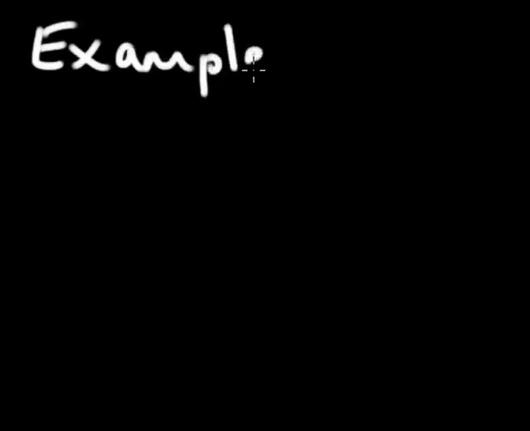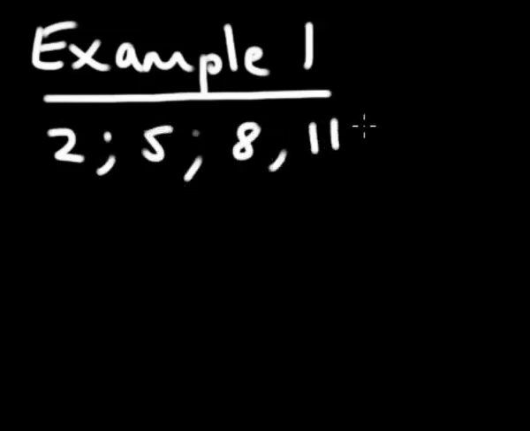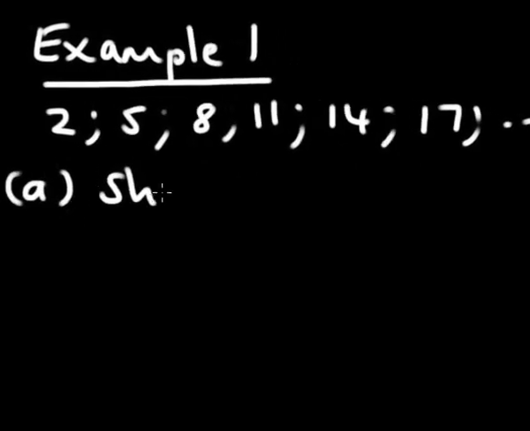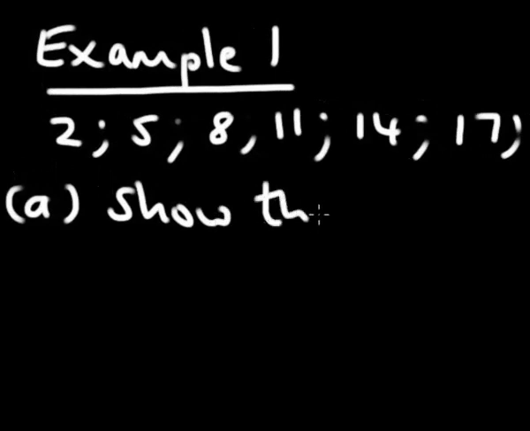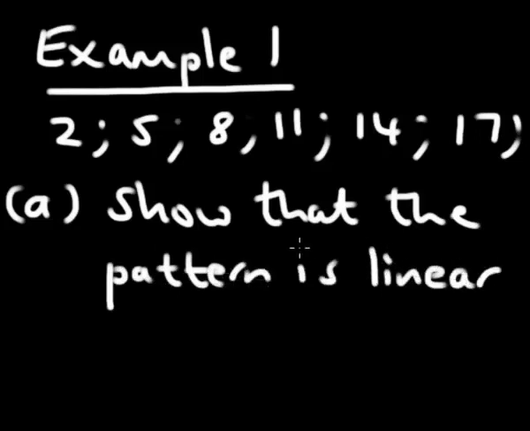So I've got an example 1 for you here. Now what I want to do is give you a number pattern: 2, 5, 8, 11, 14, 17, going on. And what I want you to do is show that it is linear. Show that the pattern is linear. So we're going to show that this number pattern is linear, and we're going to have to revise what we mean by linear.